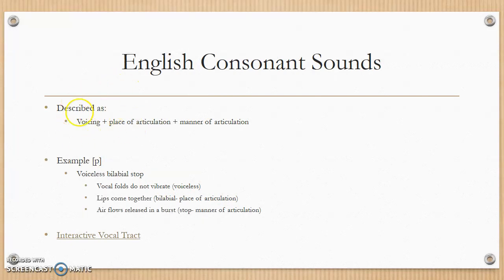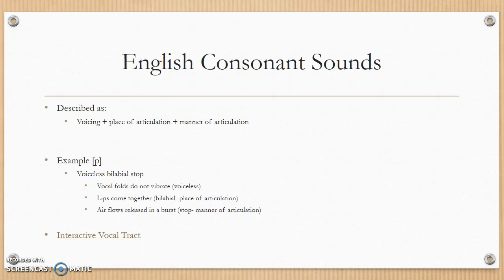So we talk about whether it's voiced or voiceless, where the place of articulation is. So are we using our teeth? Are we using our alveolar ridge, etc.? And then the manner of articulation. Are we giving it a full push out of our lungs? Are we giving it a burst?